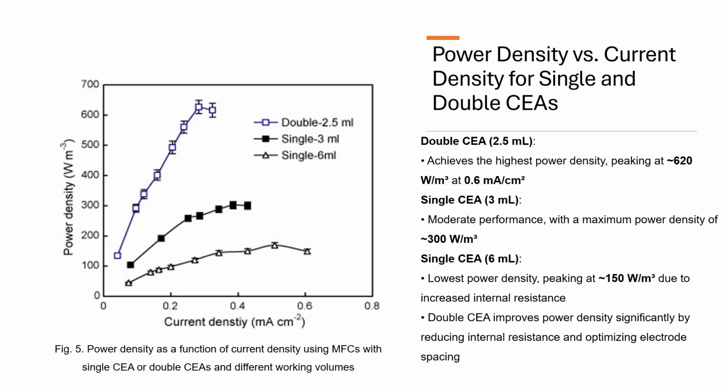In conclusion, double cloth electrode assembly with a smaller working volume of 2.5 ml is the most effective design, showing the importance of reducing electrode spacing and minimizing internal resistance for better performance.